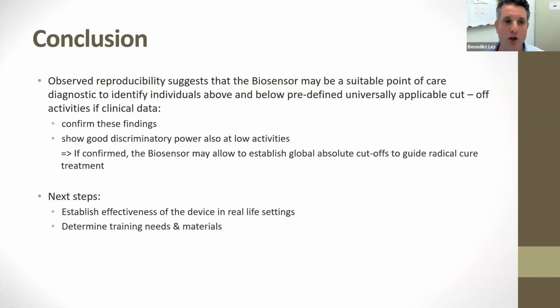So in conclusion, the observed reproducibility suggests that the biosensor may be a suitable point of care diagnostic to identify individuals above and below predefined universally applicable cutoff activities if, and that's a strong if, these findings can be confirmed in real-world settings, and if the same or other studies confirm the previously reported discriminatory power of the biosensor also at low activities, so that intermediate and low can be distinguished.